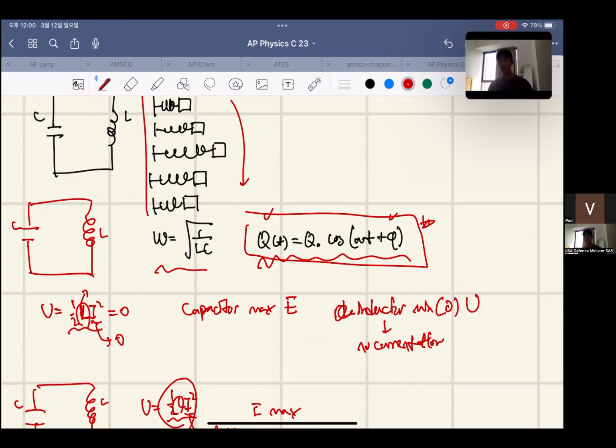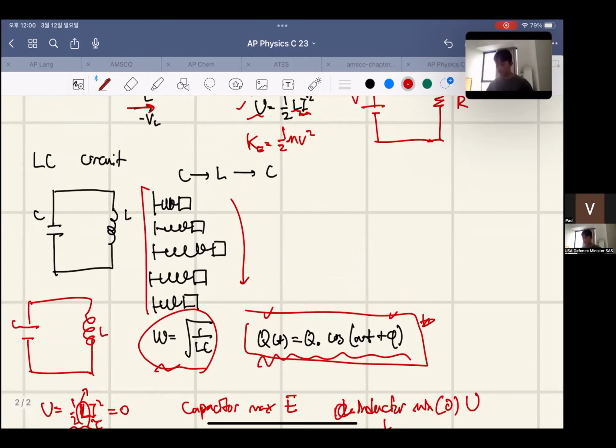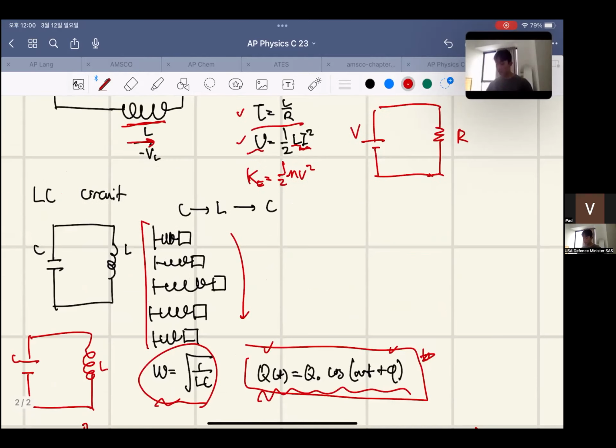Now, you will want to use this when you have to calculate the period, because some questions literally ask how much time it takes for the capacitor in an LC circuit to fully charge when it's initially not charged at all. In that case, basically what this question is asking is what is half of the period? So using this omega equals the square root of 1 over LC, you can find the value of half of the period. Right. That's it for the LC circuit.